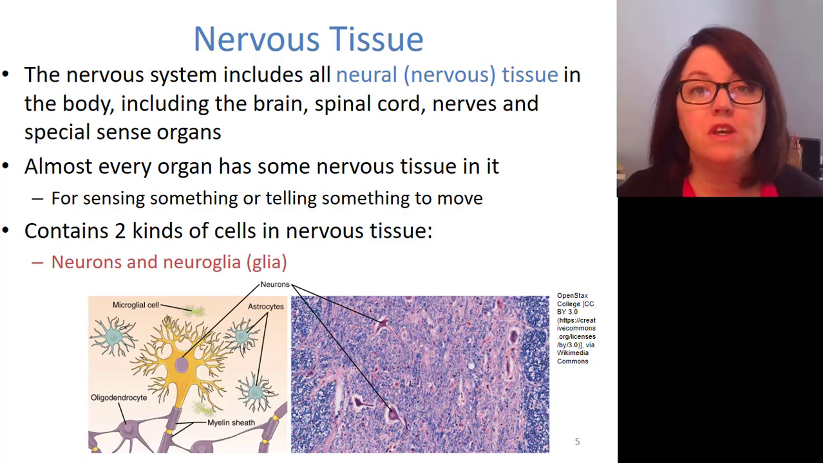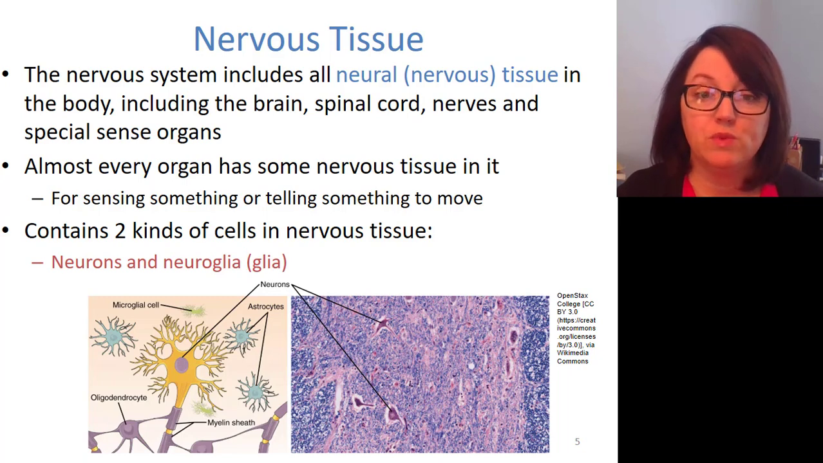For example, in your skin, you have nervous tissue for detecting temperature and pain. And the nervous tissue there can send signals away from your skin towards your brain and spinal cord. Or for example, you have nervous tissue in your skeletal muscles so that the brain and spinal cord can send signals to the skeletal muscle telling it to contract.